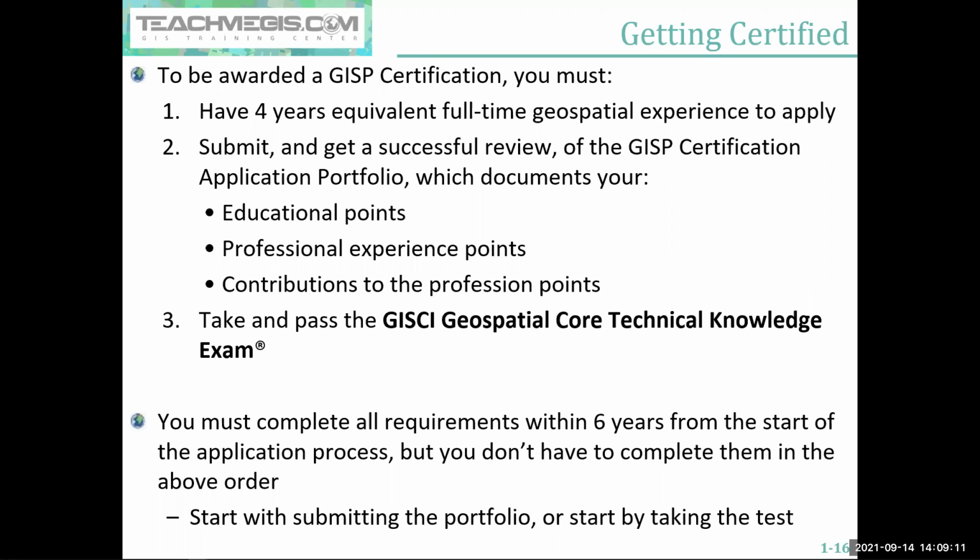You must complete all requirements within 6 years from the start of the application process, but you don't have to complete them in the above order. You can start with submitting the portfolio or start by taking the test. A lot of people nowadays, new GISers just coming out of school, are starting their GISP certification process right out of school. So beginning their portfolio, and over the 6 years, or let's say 4 years when they're out of school, they submit all of their documentation.